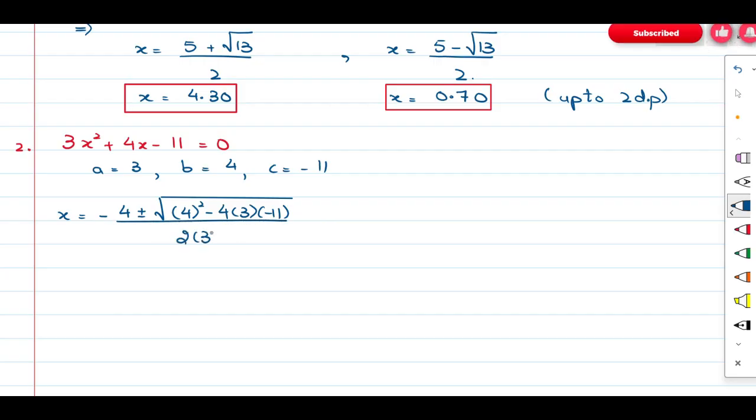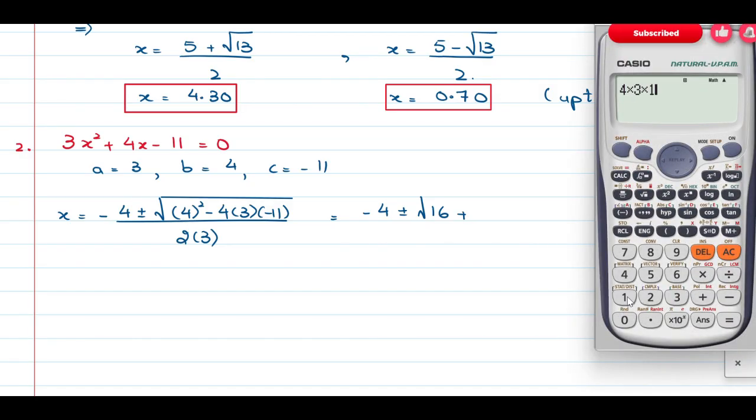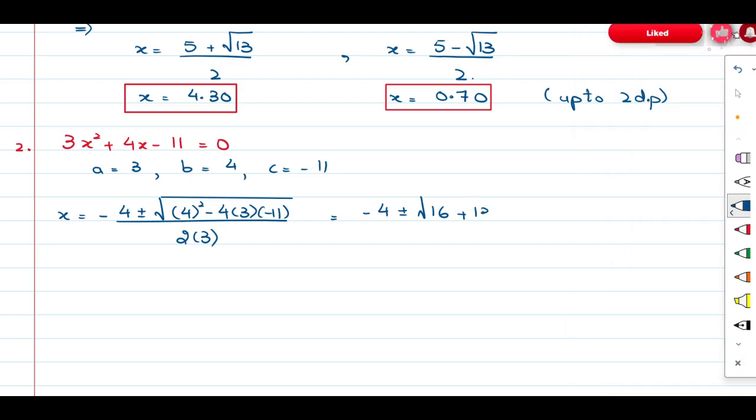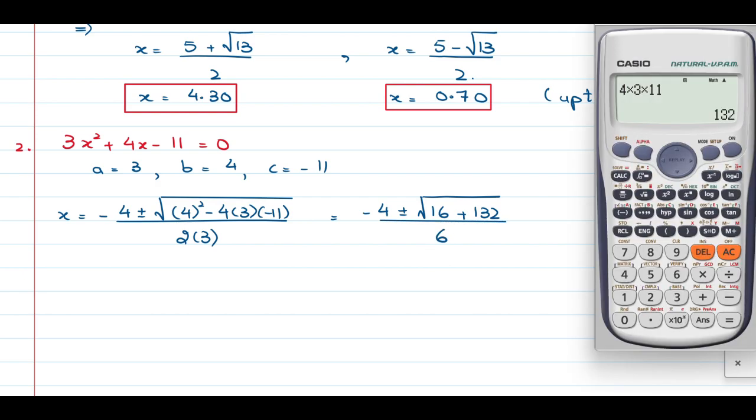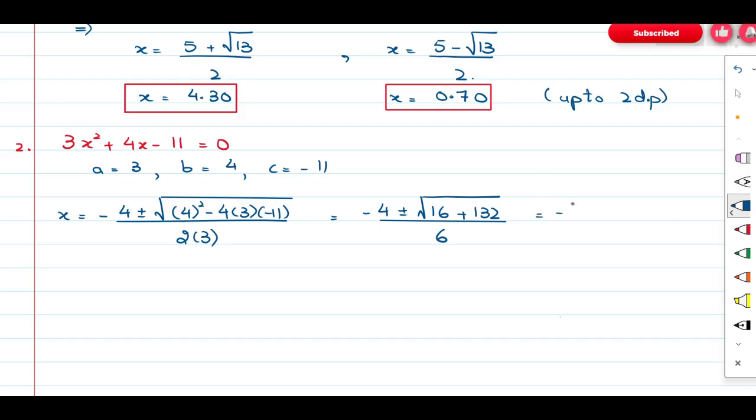2 times a is 3. Okay, minus 4 as it is, plus minus square root of 4 times 4 is 16. This negative and negative gives you positive. What is 4 times 3 times 11? 4 into 3 into 11 is 132, divided by 2 times 3, which is 6. In 132, if you add 16, 132 plus 16 is 148. Not a perfect square. Okay, minus 4 plus minus root 148 over 6.